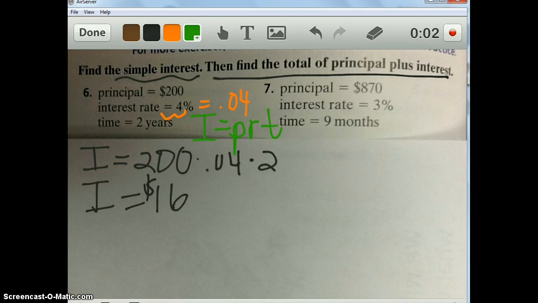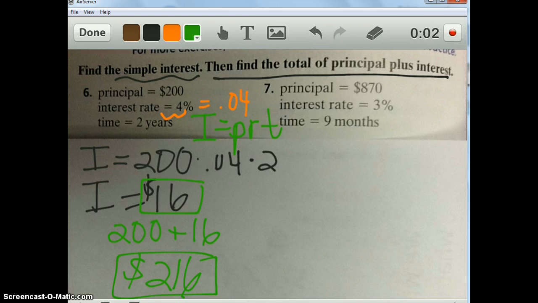So what I have in the bank right now is the original 200 plus 16 gives me a total balance of $216. So two pieces to answer, the 216 and the regular 16, and there you've got it. So the next one, I'll help you set that one up. I'm not going to give you the specific number answers, but we'll go through and set it up.